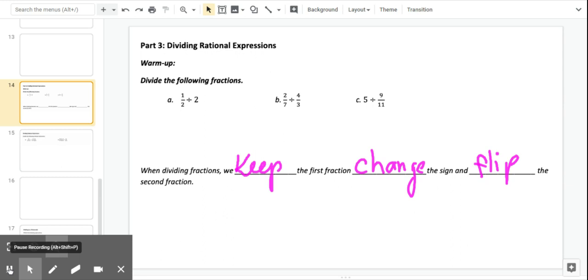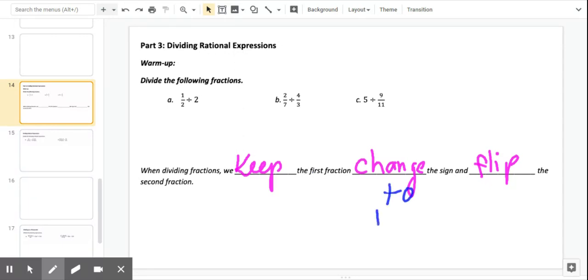All right, so in section 9.4, part 3, we are dividing rational expressions now. Before we do that, we're just going to remind ourselves how we divide fractions. So we've already written here, when dividing fractions, we keep the first fraction, change the sign to multiplication, and flip the second fraction.